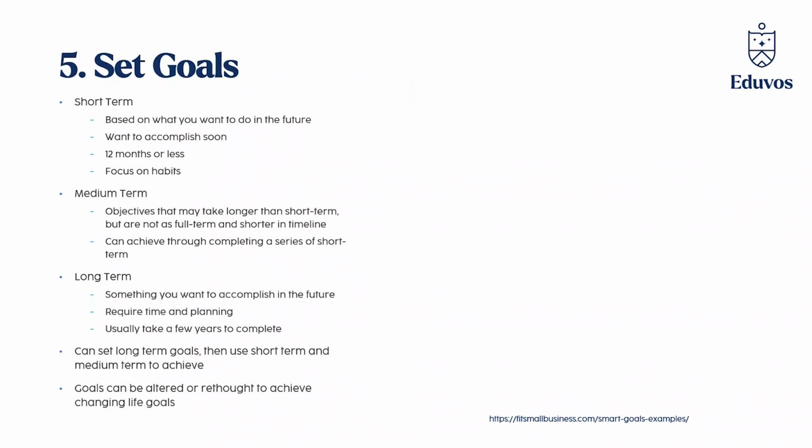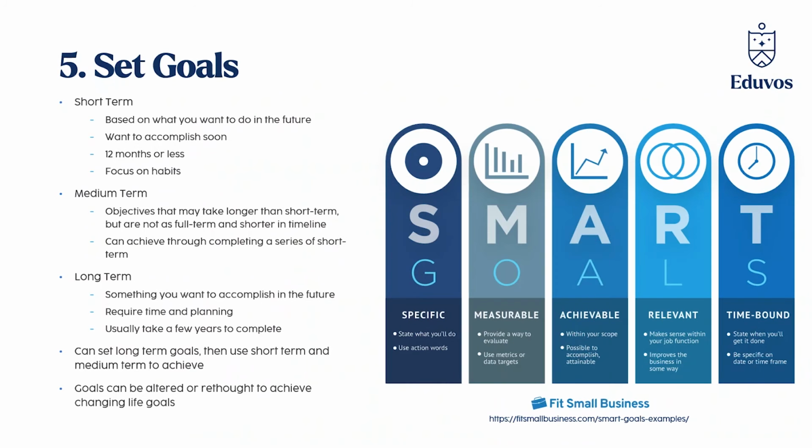Number 5, set goals. If you click once more, they are SMART goals. So let's just talk about short, medium, and long-term goals first. Short term is within 12 months. Medium term, okay, they're not long-term, but they're not short-term. And then long-term goals. Long-term goals is anything over a year to 60 years, okay?